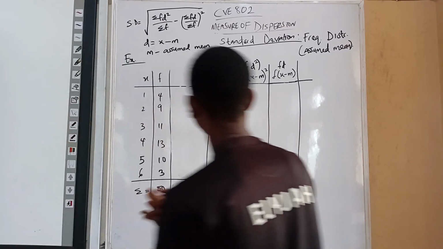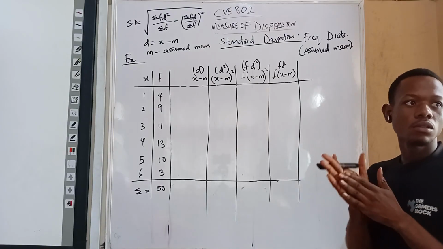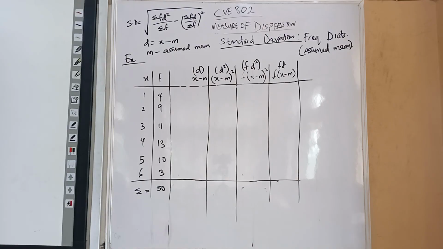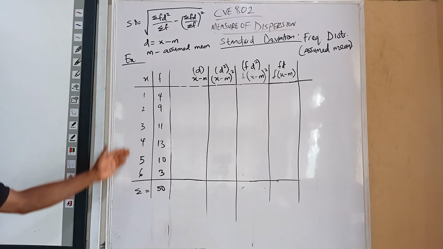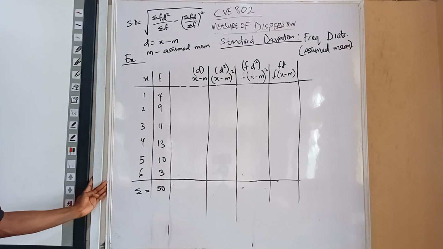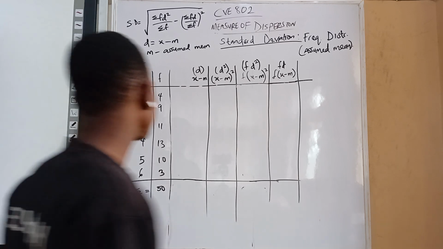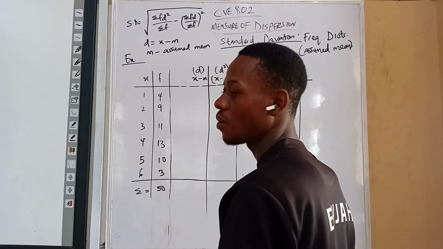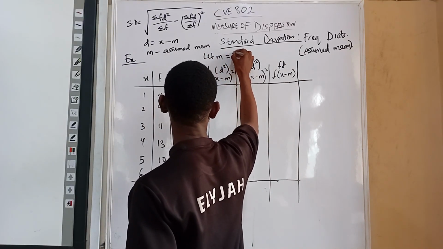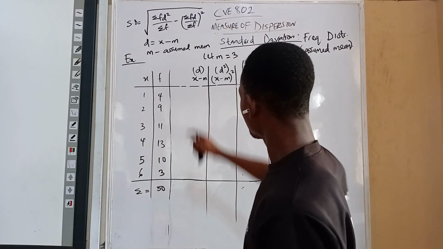Okay, so from the formula, the first thing we need to do is decide which mean we are assuming. What should we use as our assumed mean? Just look at these numbers. Which one should be the average? Let's pick 3. Inside the material they use 4, but let us use 3 in our case. So let m equal 3.